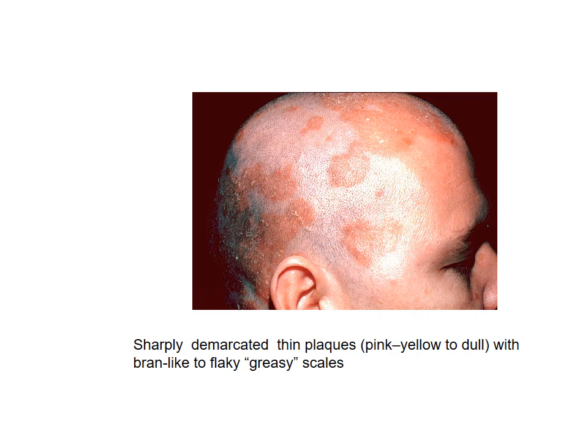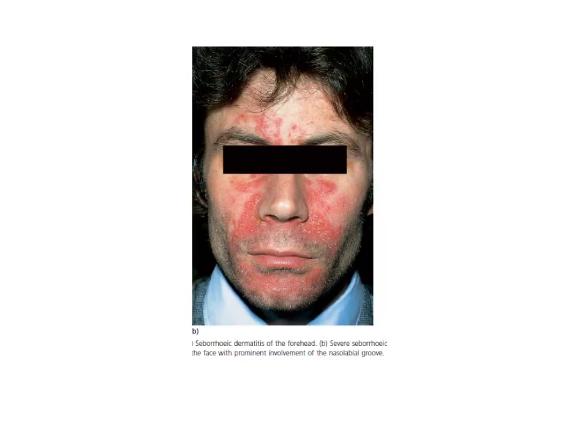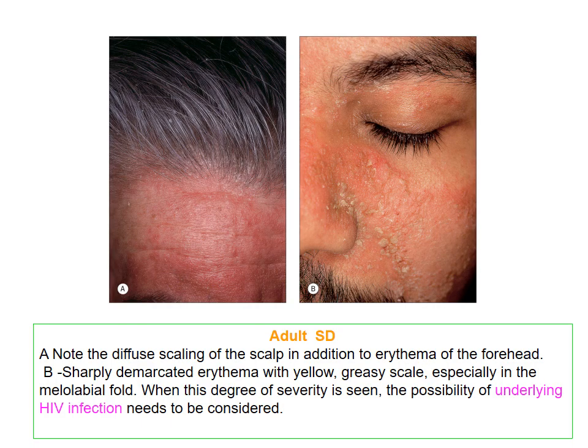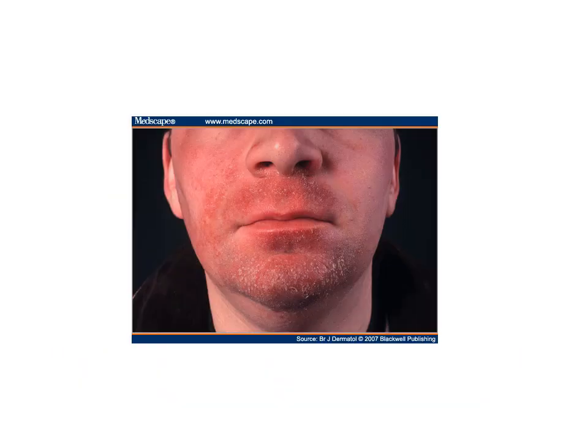Scalp, nasolabial fold, and beard area. Nasolabial fold, retroauricular, blepharitis also. So these are the typical features of facial seborrheic dermatitis. Another picture: beard and mustache area affected.